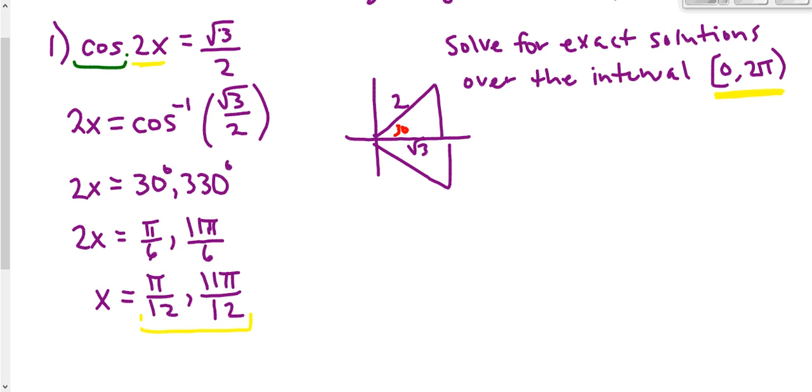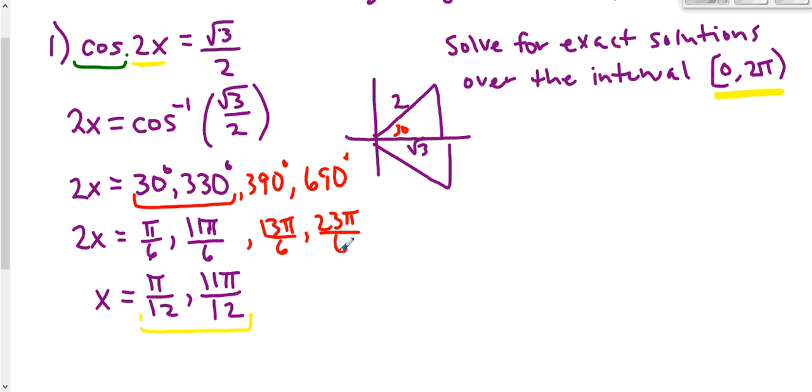So actually what we could do, if we go back a couple steps, is we could do what I call going around the circle again. So our first two answers were from going to quadrant 1 and quadrant 4 one time. What if we went around the circle again? We would get to 390 degrees. That's coterminal with 30. And we would get to 690 degrees. That's coterminal with 330. And the corresponding radian measures for those would be, let's see, 13 pi over 6 and 23 pi over 6.